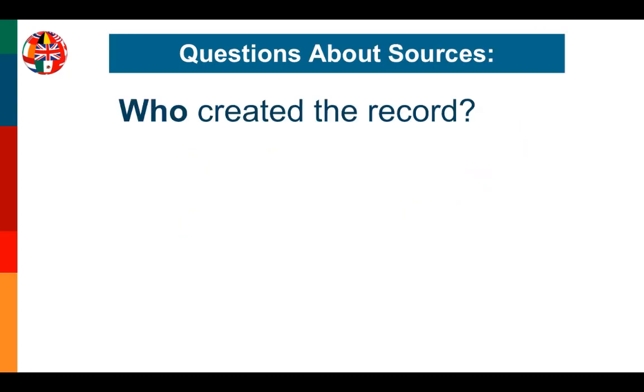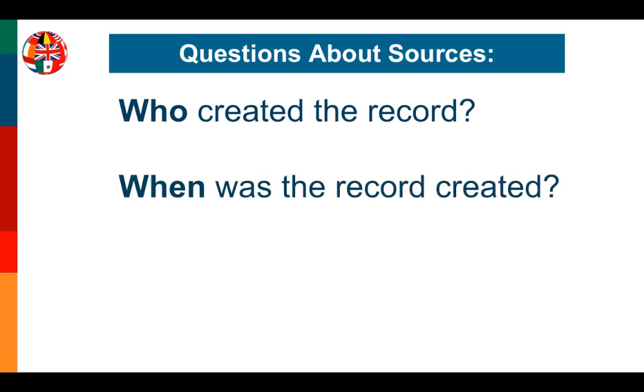So first, who created the record? Was it an official county clerk who was responsible for the validity of the record? Was it a family member who had personal knowledge of the information? Did a town, county, state, or federal government create the record? Or did a compiler create an index? When was the record created? Was it created near the time of the event, or was it created years later?